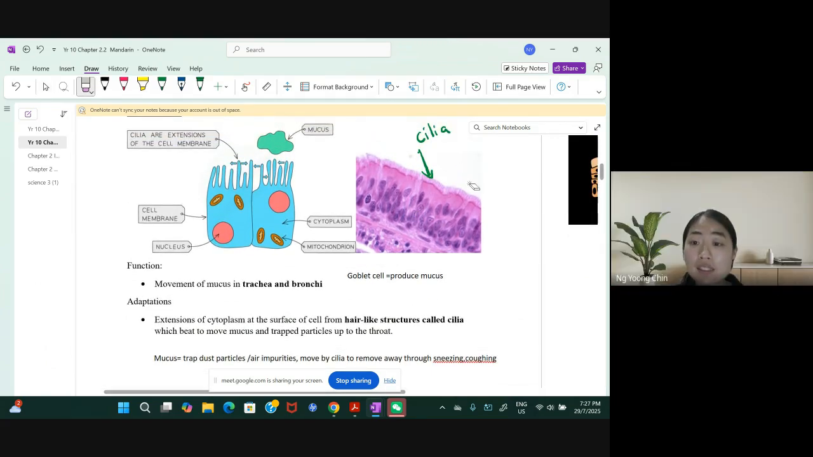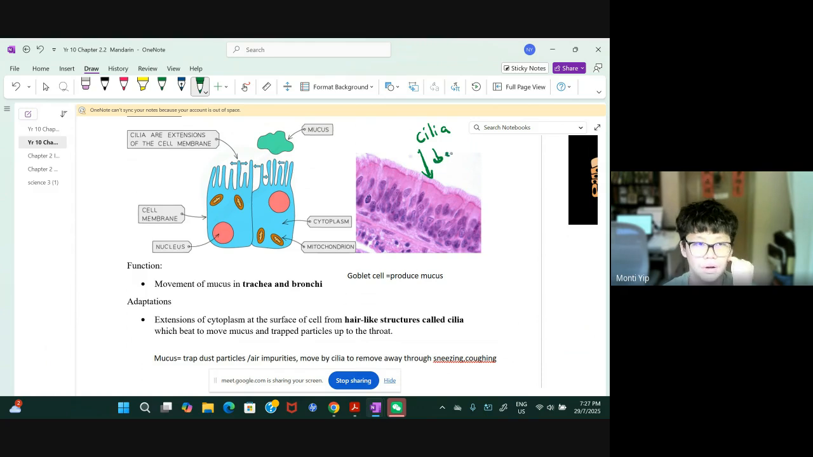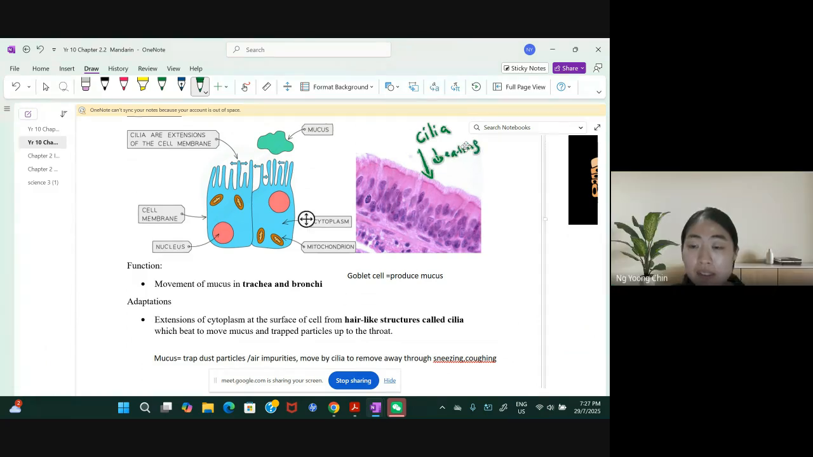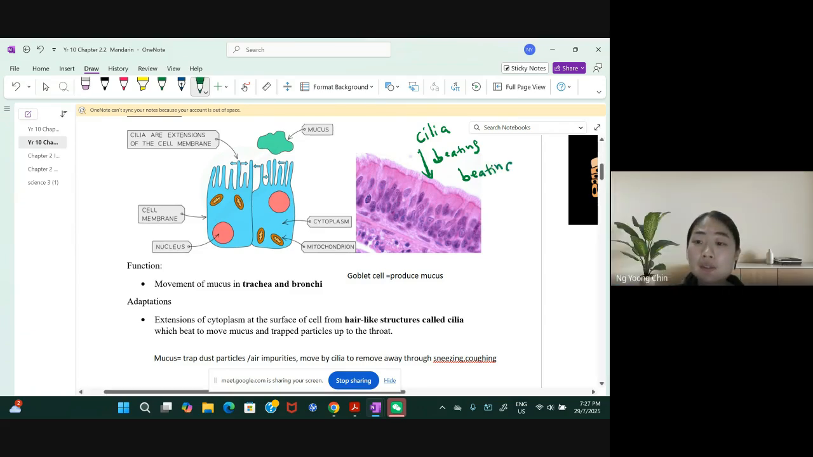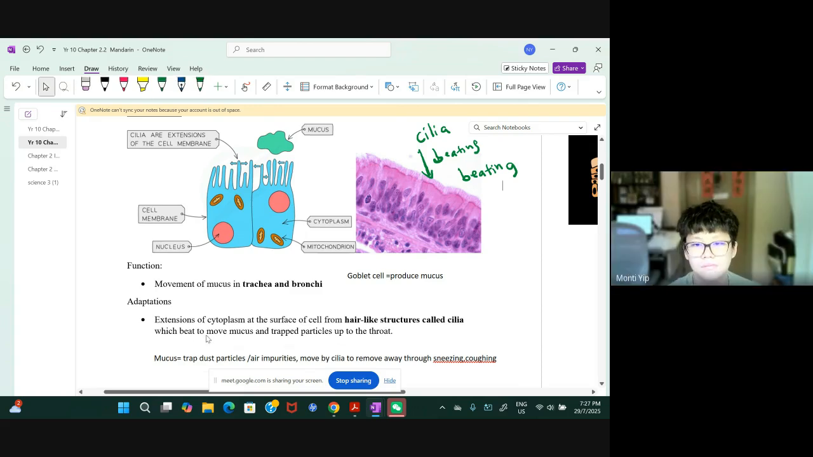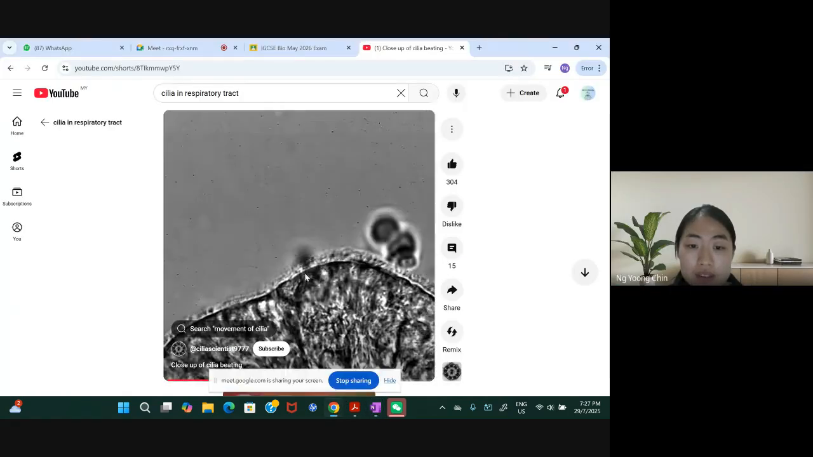You know cilia beating? This one, cilia beating. Sorry, there is a G here. This is called cilia beating. See this one, they are moving, so they are called beating. Like this.